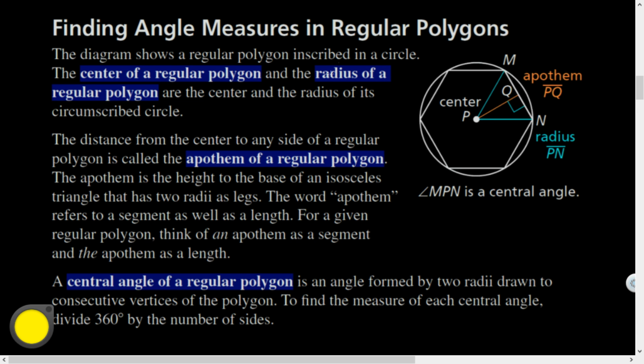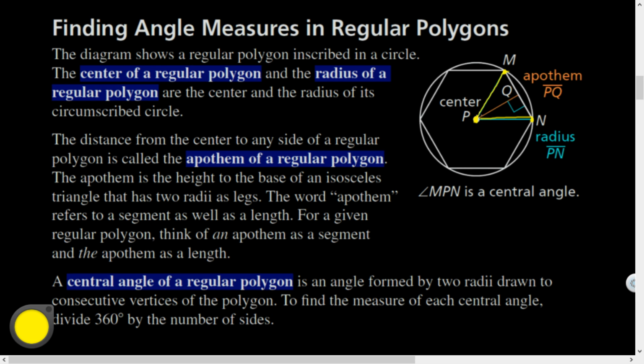The center of the regular polygon and the radius of the regular polygon are the same as the center and radius of the circle. So, the center of a regular polygon, you guys probably could have guessed, but the radius of the regular polygon is going to go to any vertex of that shape, and all the radii are going to be congruent to each other.